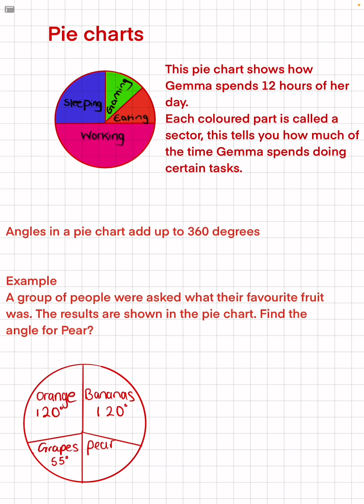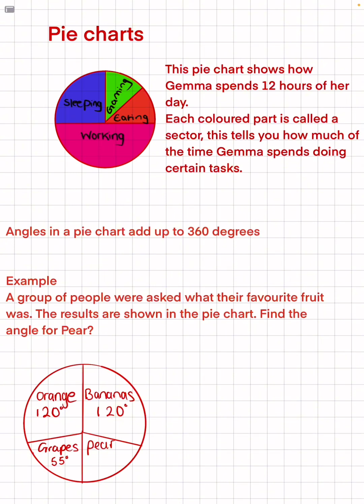For example, she spends half of her time working, so half of 12 hours is 6 hours. She spends a quarter of the time sleeping, so a quarter of 12 is 3 hours. Angles in a pie chart add up to 360 degrees.